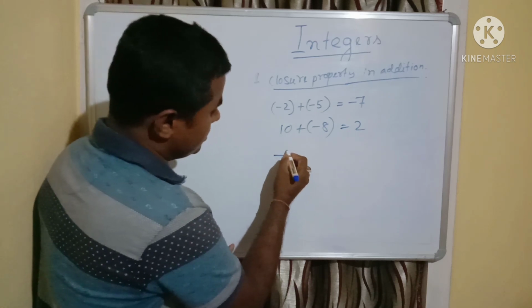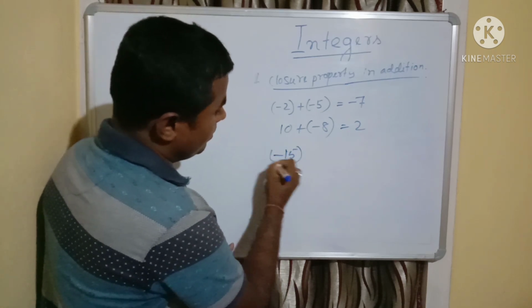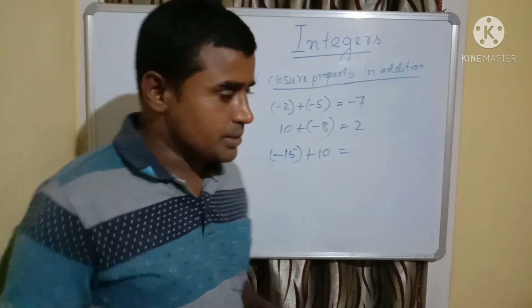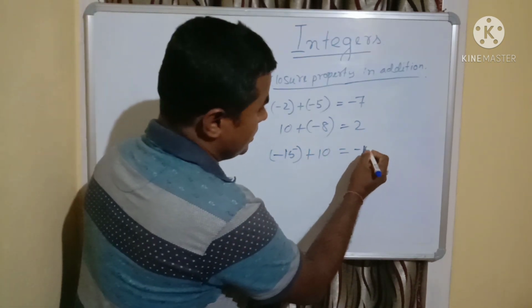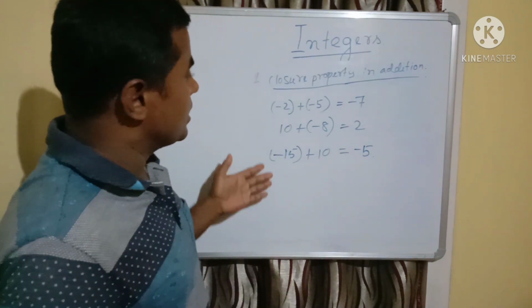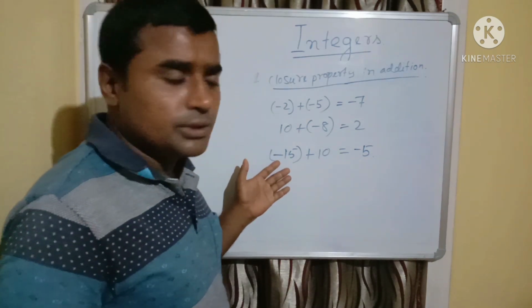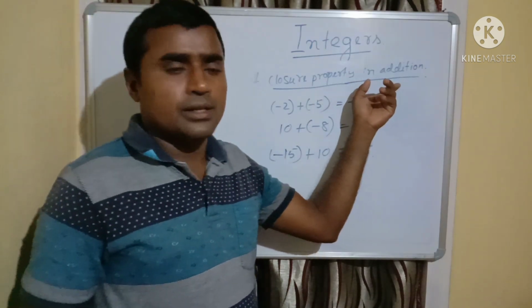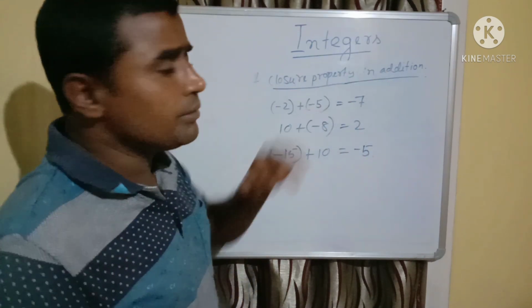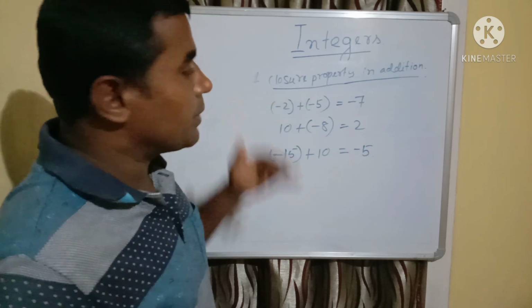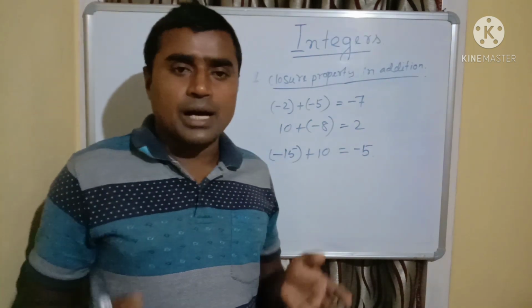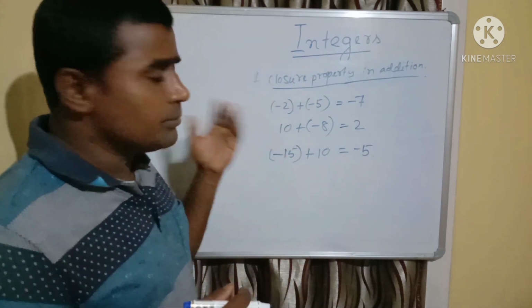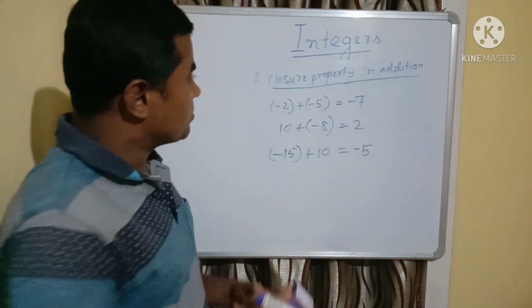Similarly, minus 15 plus 10 is minus 5, so minus 5 is also an integer. That means integers are closed under the closure property in addition. So this is the closure property of addition, where the sum of two integers is also an integer. And these are some examples.